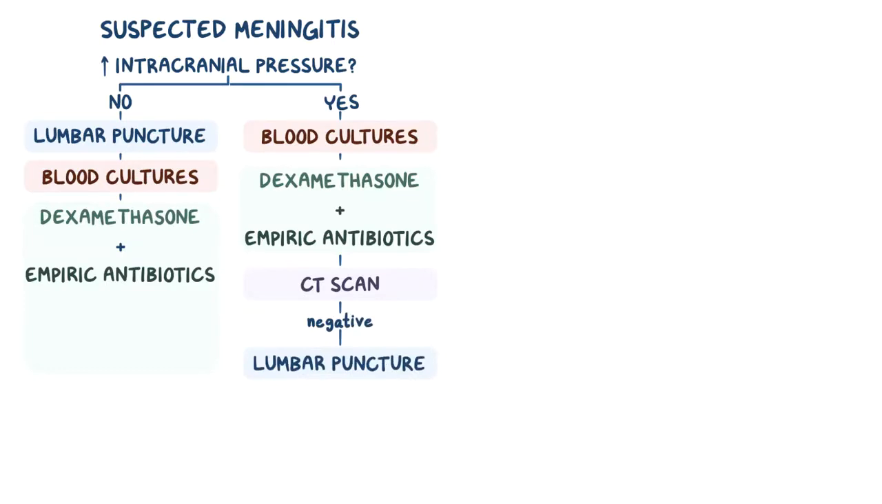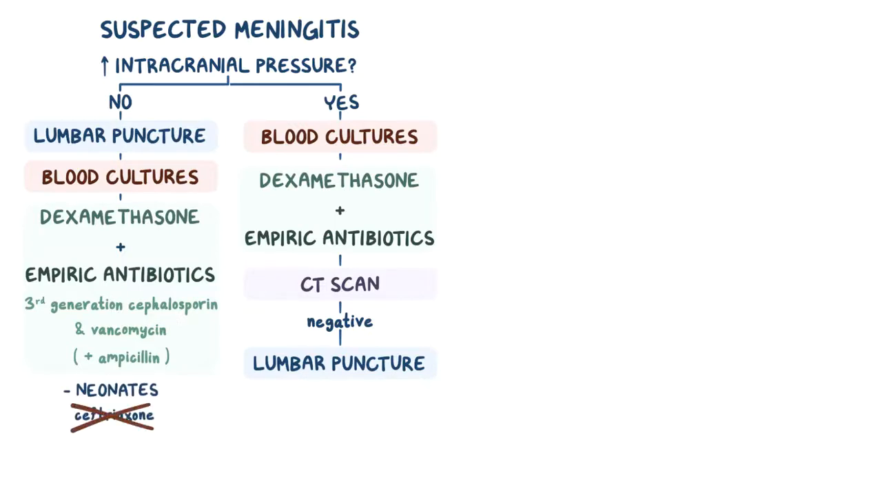Empiric antibiotic therapy includes a third-generation cephalosporin like ceftriaxone or cefotaxime and vancomycin. If the individual is an infant less than 3 months old, older than 50 years, or is immunocompromised, ampicillin should be added to cover listeria. Additionally, neonates should not be given ceftriaxone due to the risk of cholestasis. If the individual has symptoms of encephalitis, add acyclovir to cover herpes simplex.